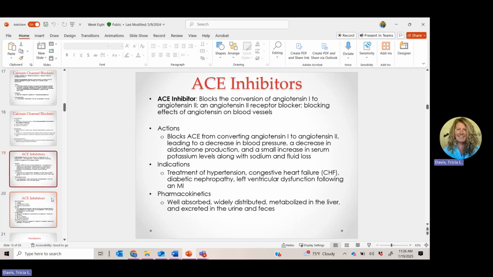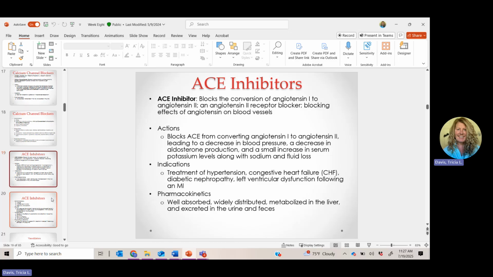Our ACE inhibitors are going to work by blocking the conversion of angiotensin 1 to angiotensin 2. So we talked about that in depth at the beginning of these slides, right? So now you know where this medication is working. It's preventing angiotensin 1 from turning into angiotensin 2. So it's not going to vasoconstrict. So we will see also a decrease in aldosterone production. Okay, and a small increase in our serum potassium levels.